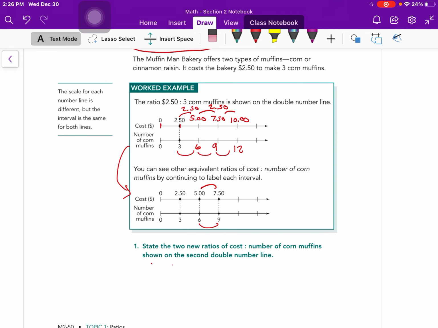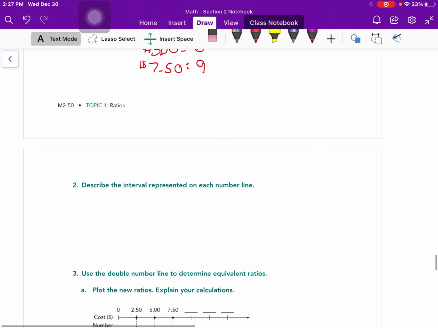It says state the two new ratios of cost to the number of corn muffins shown on the second double number line. So I would write this, the two new ratios. So I could say $5 to 6 muffins and $7.50 to 9 muffins. Those are two ways I could write those new ratios.